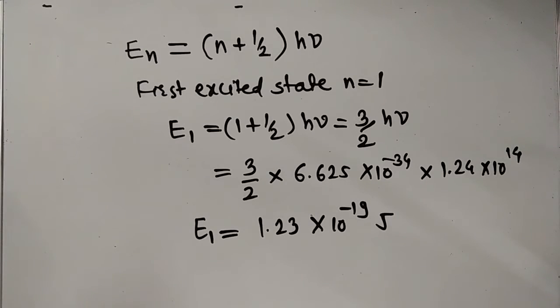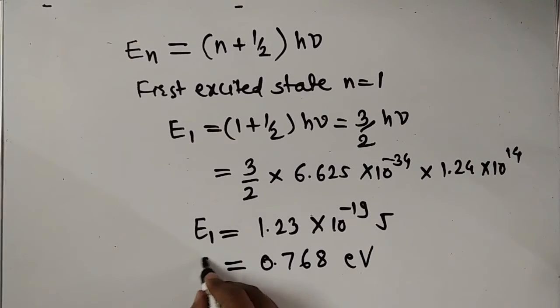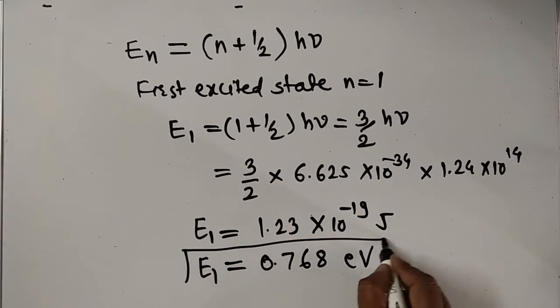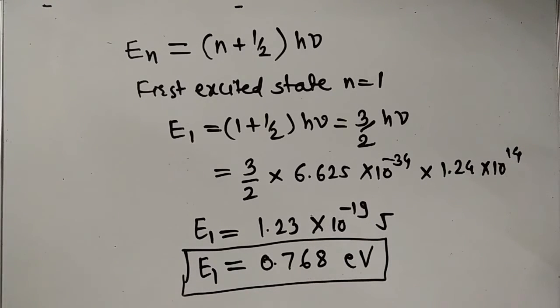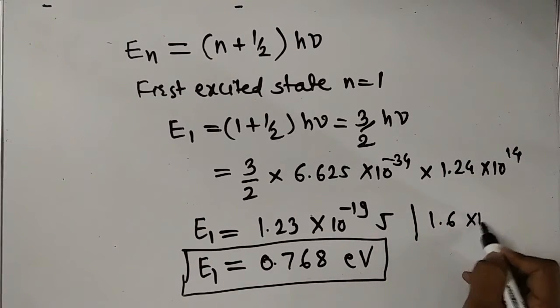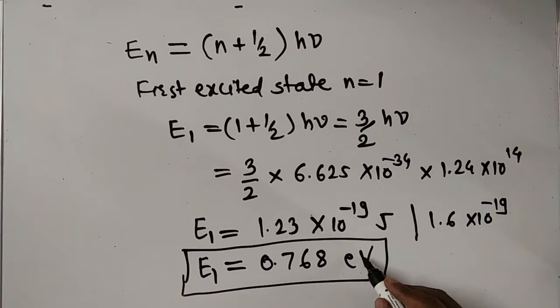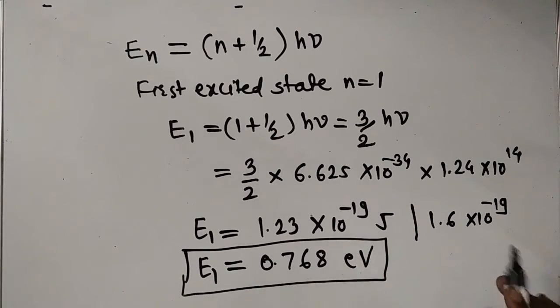So that value comes out to be 0.768 electron volt, right? So you can write either in joule or electron volt, it doesn't matter. But if specifically asked to calculate in electron volt, then we have to divide this quantity by 1.6 into 10 raised to minus 19. Then it will convert into electron volt, right?